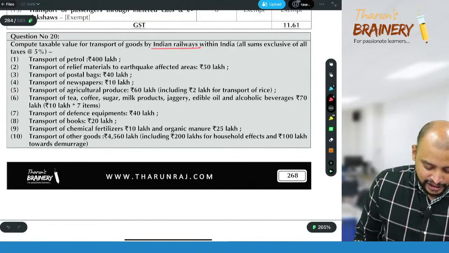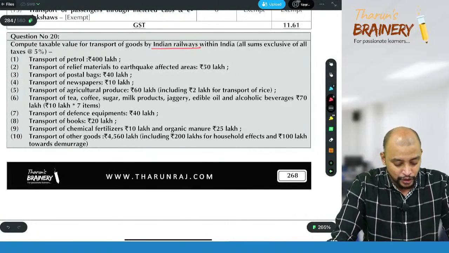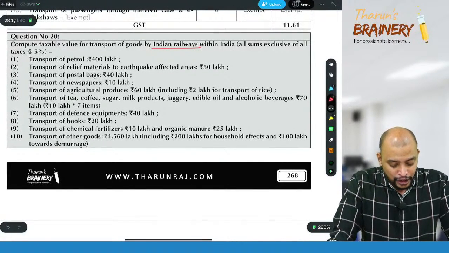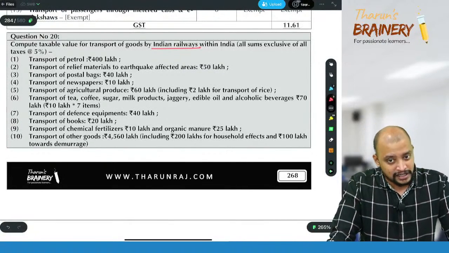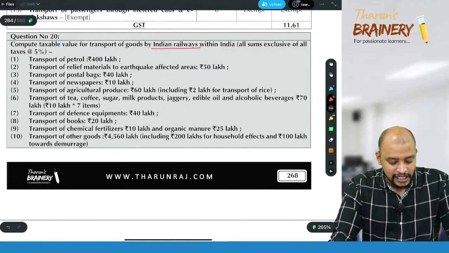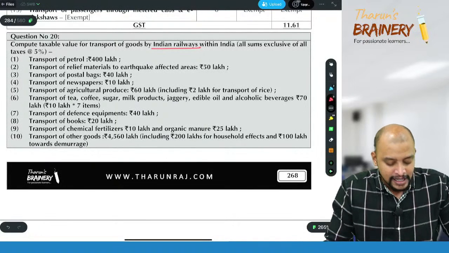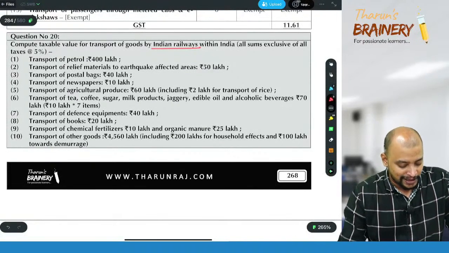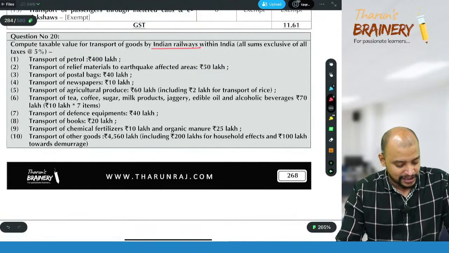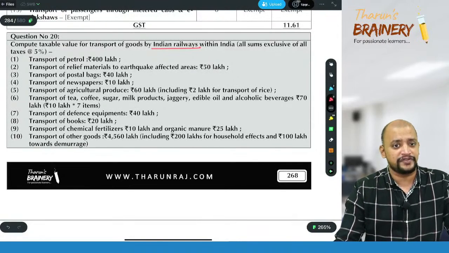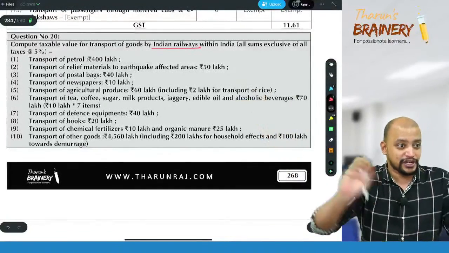Relief material for earthquake, notified, exempted. Postal bag, not notified, taxable. Newspapers, notified, exempted. Agricultural produce, rice, both are exempted. Transport of tea, coffee, sugar, milk product, jaggery, edible oil and alcoholic beverages, all these are not notified goods, so therefore it will be taxable. Transport of defense equipment is notified, exempted. Transportation of books is not notified, taxable. But books are exempted now, sir. Sale of books is exempted, but transportation of books is not exempted.